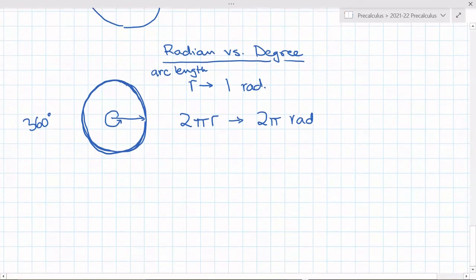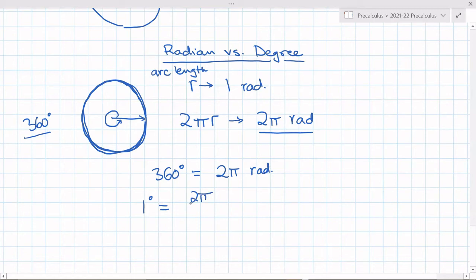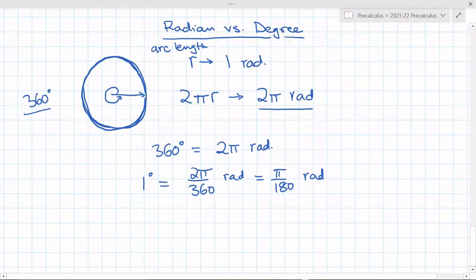Right? So now we have something we can compare. A whole circle is 360 degrees and also it is 2 pi radians. That means 360 degrees is the same as 2 pi radians. So we can divide both by 360 to make it 1, right? So that means we're doing 2 pi over 360, so that is pi over 180 radian. So 1 degree is pi over 180 radian.